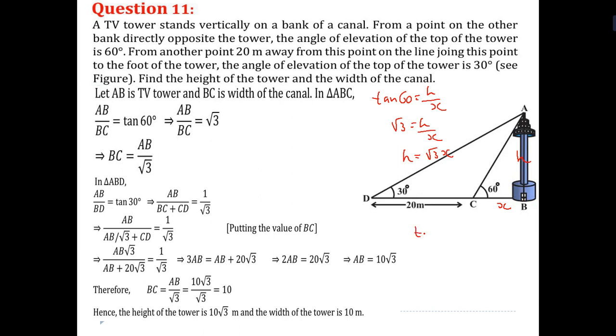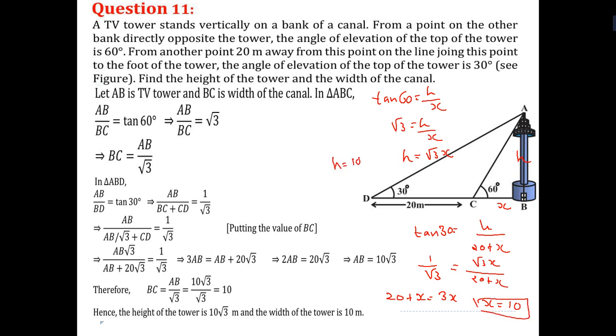Now tan 30, that is h upon 20 plus x. Now value of tan 30, that is 1 upon root 3. H means again root 3x upon 20 plus x. If I will cross multiply, so 20 plus x is equal to 3x. Therefore x is equal to 10. When x equal to 10, afterward height is equal to 10 root 3. So same thing they are doing it here.